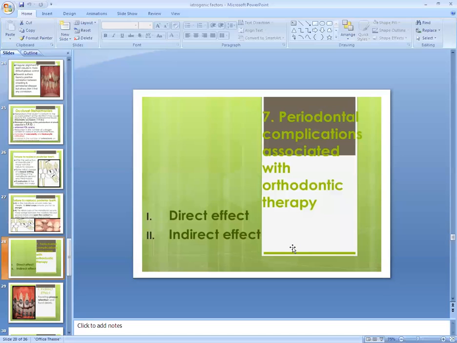Last is the periodontal complications associated with orthodontic therapy. Basically, during orthodontic therapy, there are two types of effect. The first one is a direct effect, and the second one is an indirect effect.